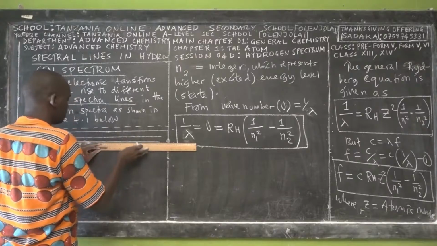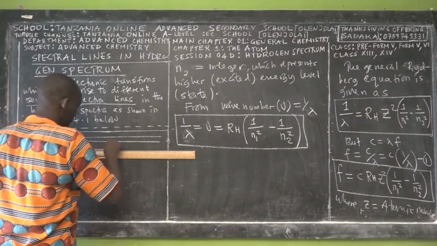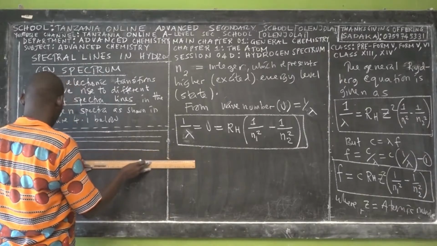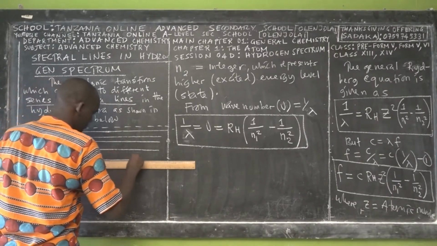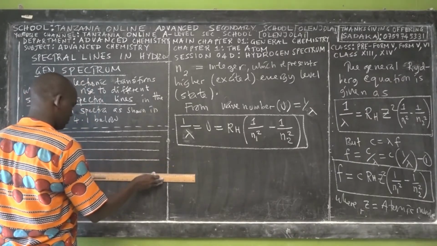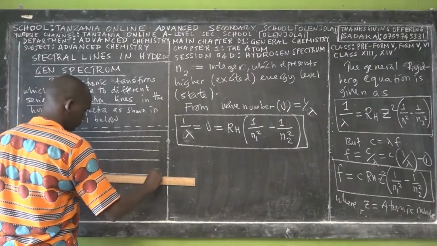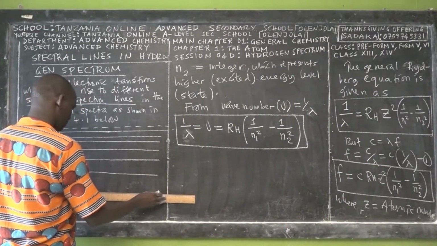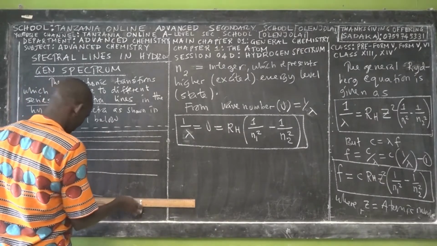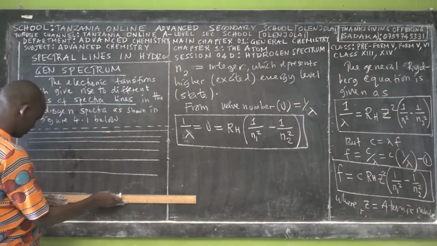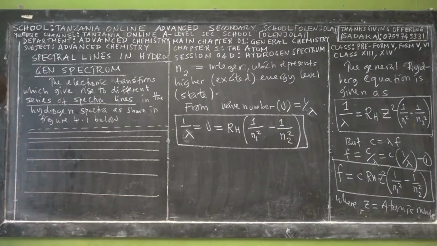So these are the spectral lines in the hydrogen spectrum. So again, suppose that this is the ground state.